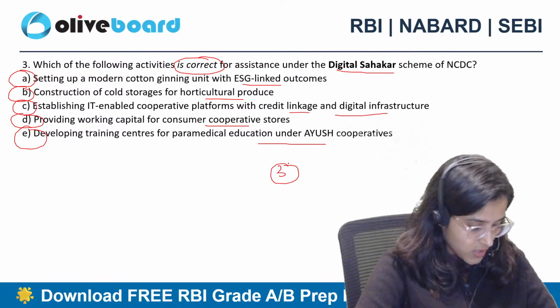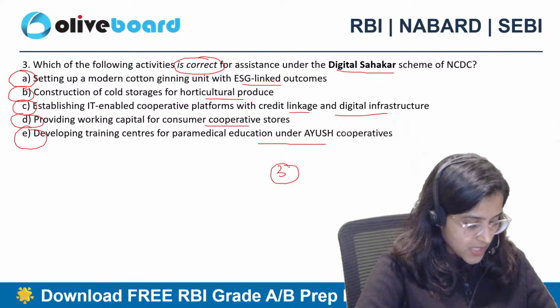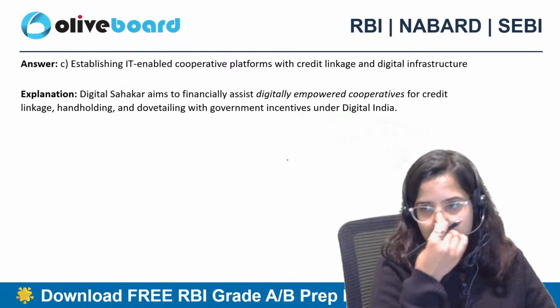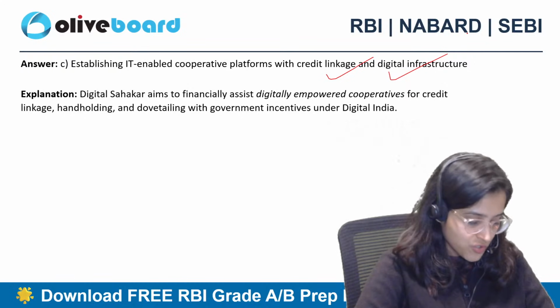Third question. Vedant says C. Om Nam Deo says C. Satyarth is also saying C. The correct answer is C: establishing IT-enabled cooperative platforms with credit linkage and digital infrastructure.